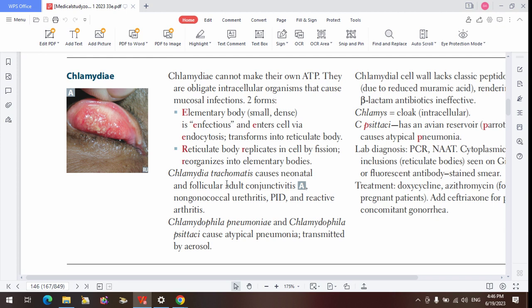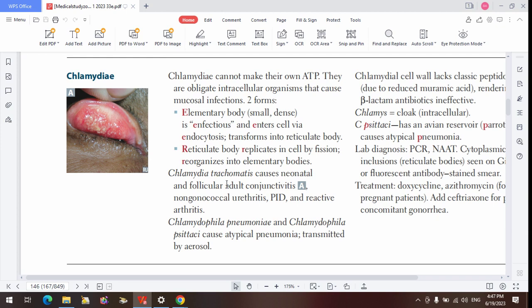It has two forms in which they replicate: the elementary body as well as the reticulate body. So I feel we can get it from the first letter. The elementary body is smaller and denser. They have a rigid cell wall so that they don't desiccate. That form can actually be outside the host, but it will be metabolically inactive. So that's why I said when it's within the host and it is metabolically active, if the host is not getting nutrients, it will die.